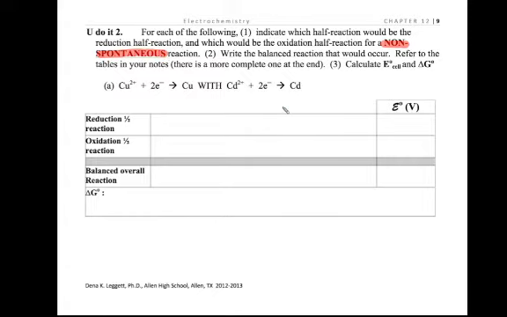So we've got our two half reactions, and the E0 values for these, the reduction potentials, are 0.34 volts for the copper, and minus 0.40 volts for our cadmium situation. Now, here's how I like to do it. I first figure out what wants to be reduced and what wants to be oxidized. Remember, the most positive one wants to be reduced, the most negative one wants to be oxidized.